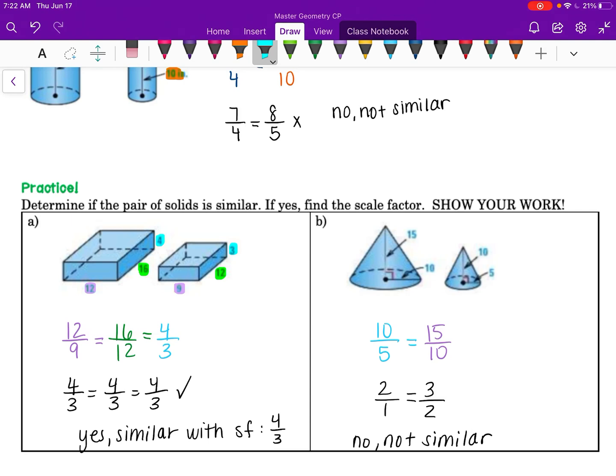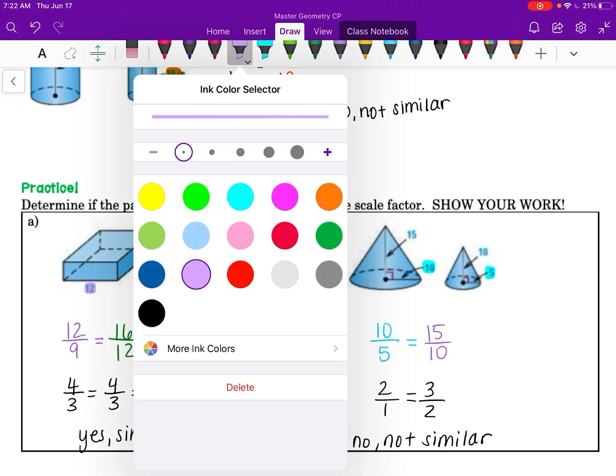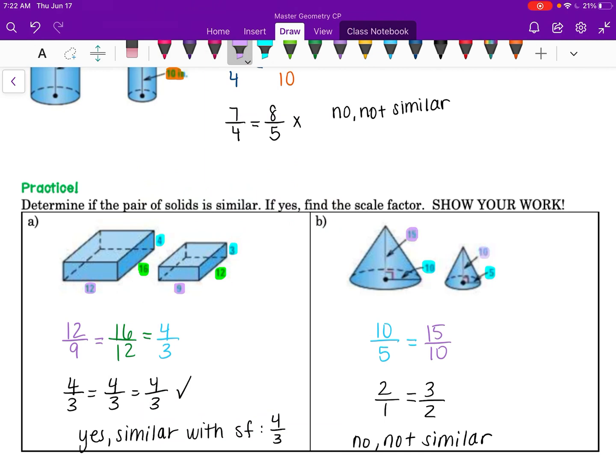For our cones, we first have our radii, 10/5, and then we have our heights, 15/10. Right? These do not simplify to the same ratio, so we cannot say these cones are similar. Therefore, there's no scale factor.